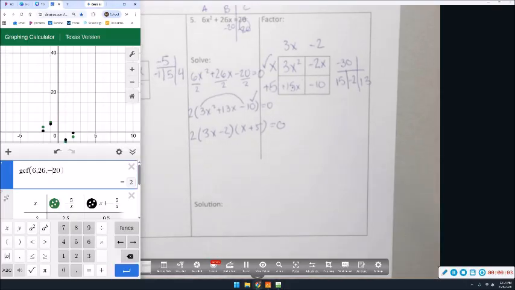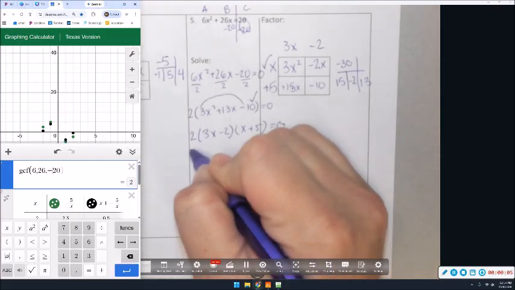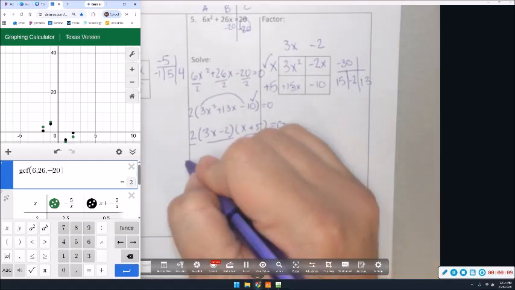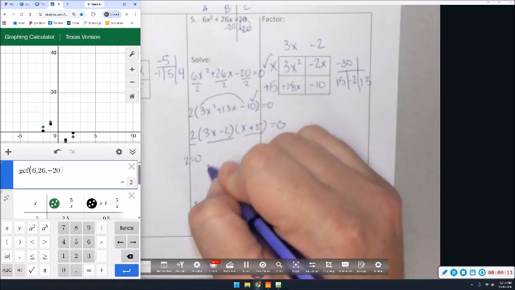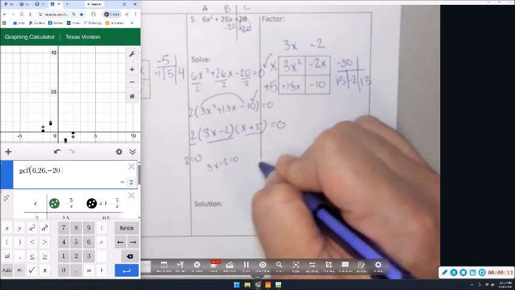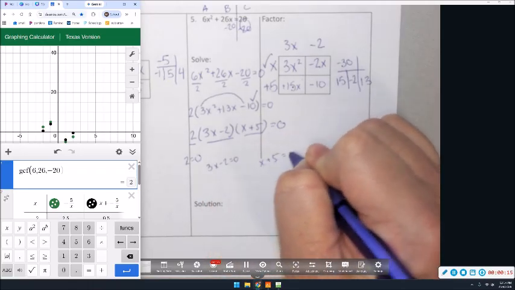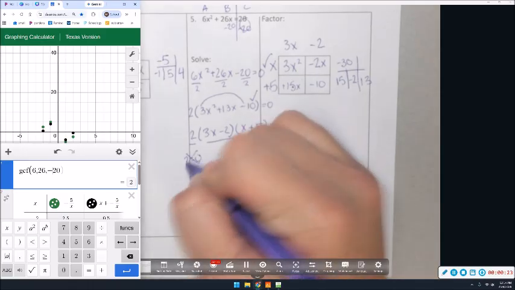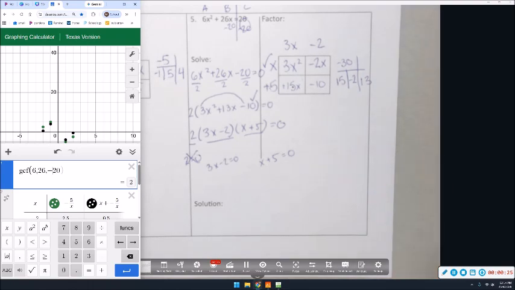Okay. So we have to separate. We have 3 factors, yes? Yes. So technically we have to set all of them equal to 0. Now, can we solve 2 equals 0? No. So 2 doesn't equal 0. We can't do anything with that, so we can ignore it.